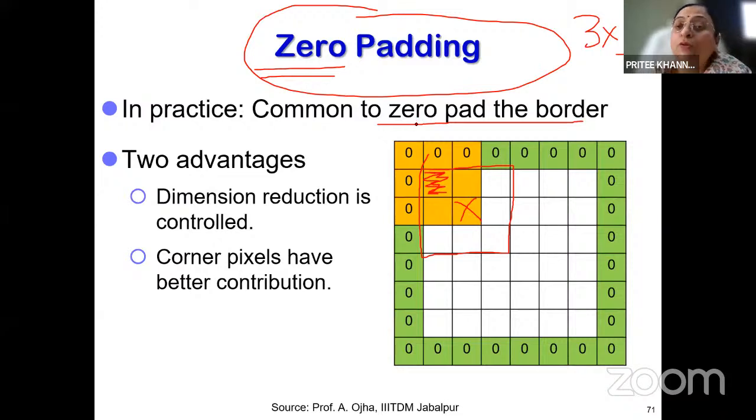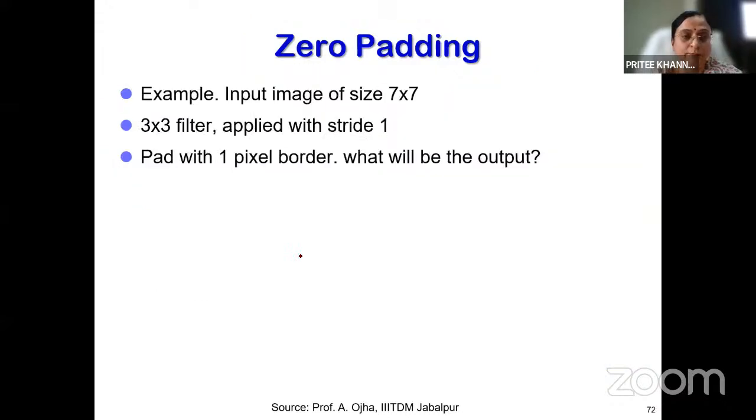So, and then also, what will happen? This size will again be reducing, but you have already done the padding. So the dimension reduction will be controlled, right? And so the dimension reduction is controlled, and your corner pixels are having better contribution. So that is the general solution, right? So now let us take an example of this zero padding.